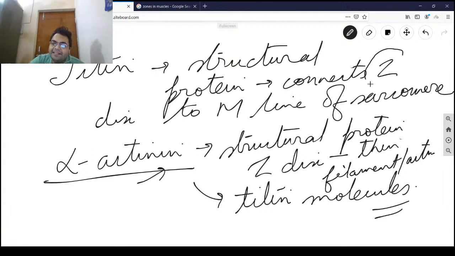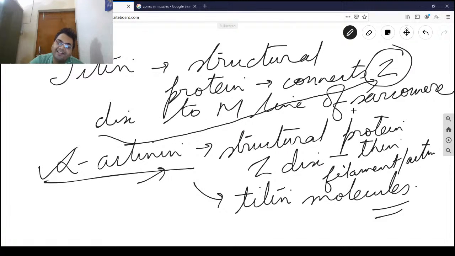Okay, now Z disc is made up of what? Again alpha-actinin. Now see the concept here. So this is connected to here. Z disc connected to M line means Z disc contains the main structural protein, which is actin. So actin will be connected to titin also. If you understand, this is how the concepts are all interlinked.